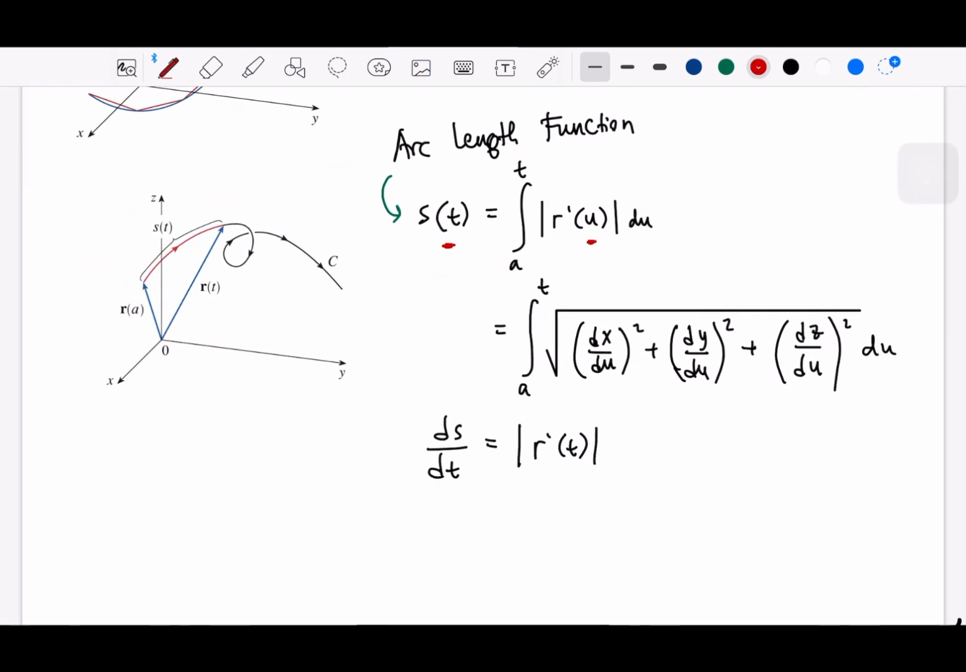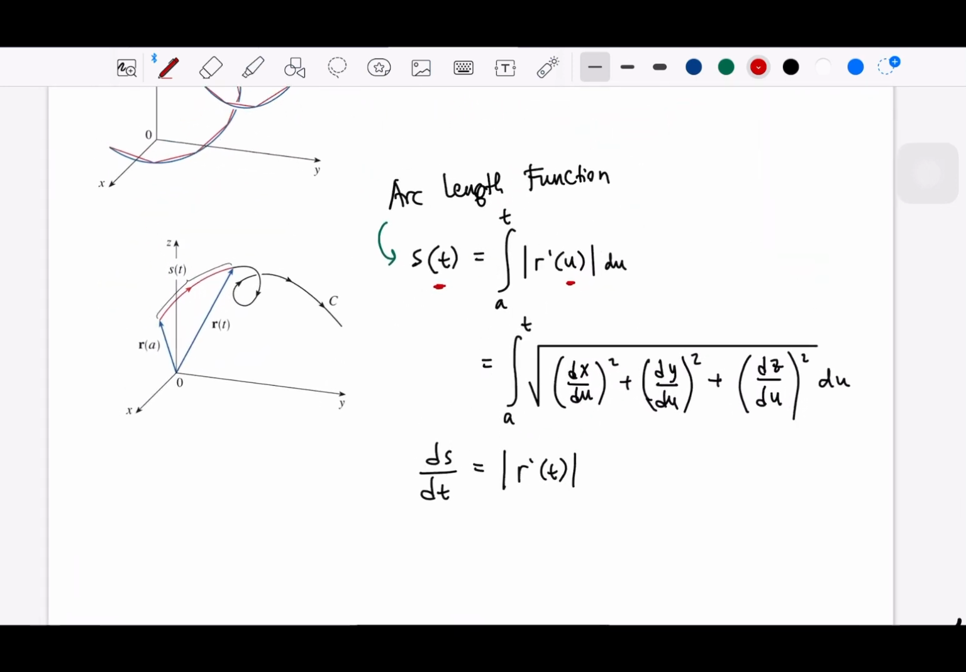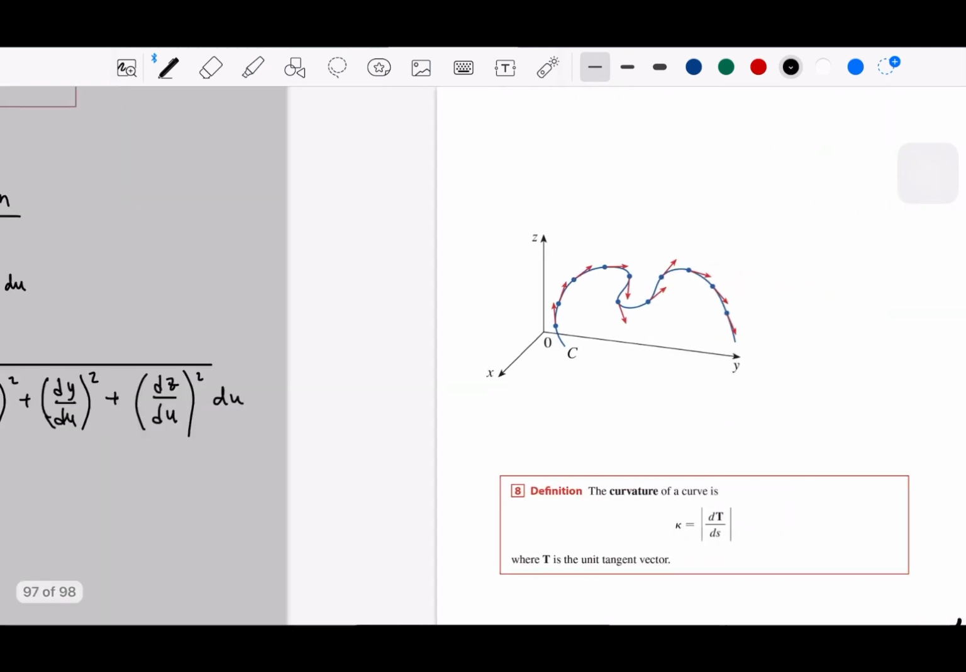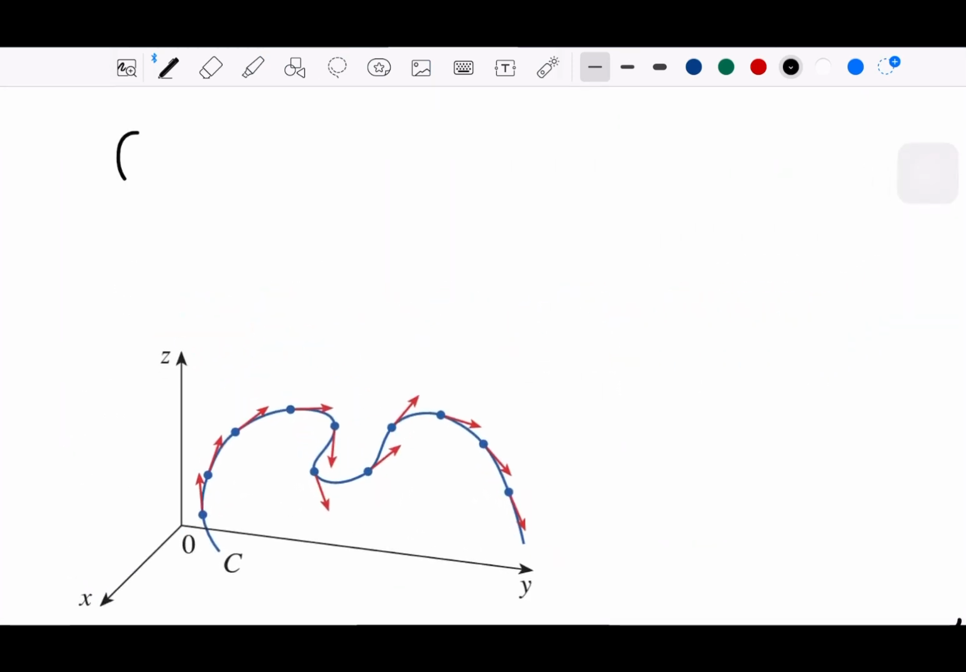Okay, just slide notes for the arc length function. So I think the next one will be the core of chapter 13, which is the curvature. Let me wait for a couple of minutes. Okay, now let's see the curvature.